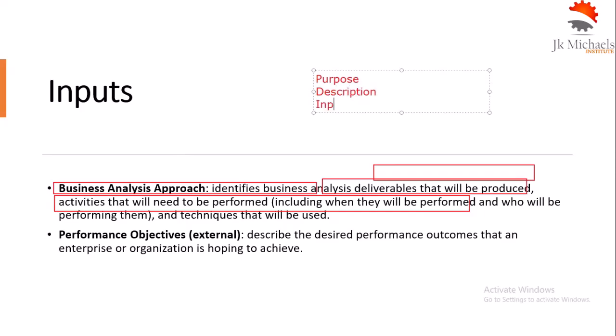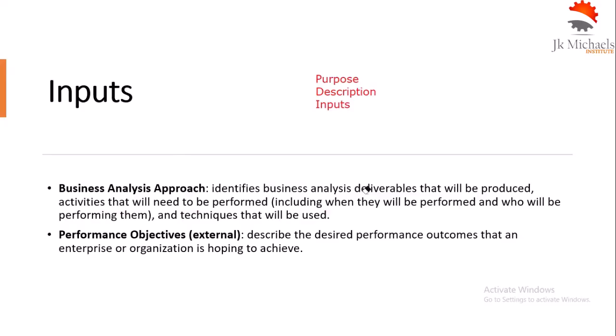Now, what are the inputs into the performance improvement? Well, the inputs into this is, of course, we need our BA approach. Remember that our BA approach will identify how business deliverables will be produced and the activities that will be performed to be able to get those deliverables, right? When they will be performed and who will perform them and the techniques that will be used. So these key areas are areas where you will find opportunities for improvement: deliverables to be produced, activities needed to be performed, who and when they should be performed, the techniques they should use. These can be sources of improvement opportunities.